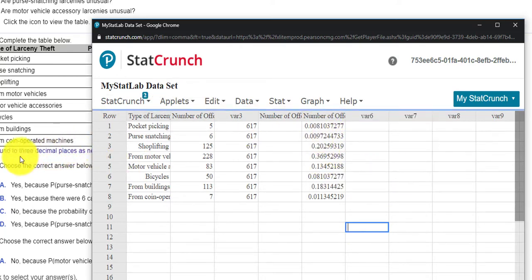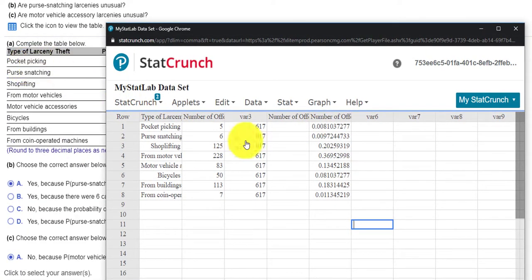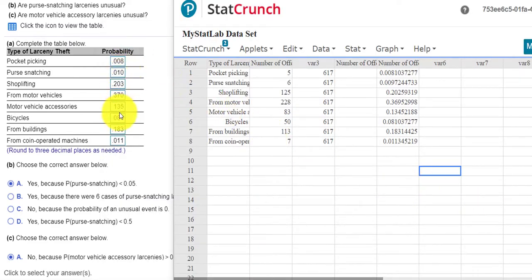So I have to round to 3 decimal places. So I have to put in like 0.008 for pickpocketing, and then 0.009, which rounds to 0.010 for purse snatching. So I'm going to transfer all of these values into here, but round it to 3 decimal places. So I'll pause for a second. And here are all my values. Again, it was tedious to transfer these values here and then round to 3 decimal places, but that's what they were looking for, right? So again, I divided the number of offenses by the total offenses and got my percentage.